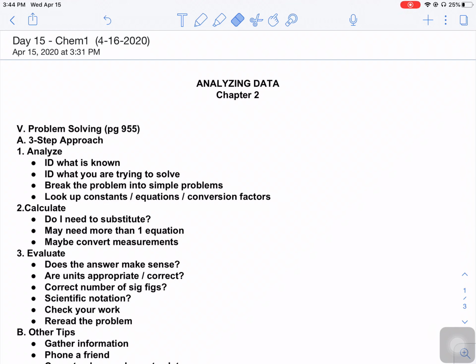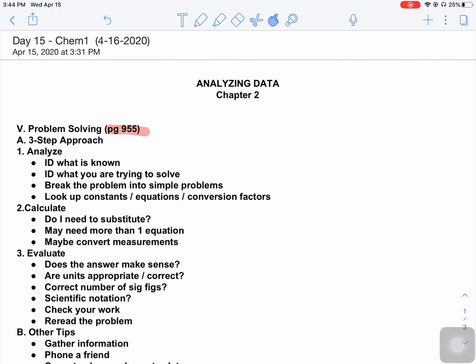I think we're going to wrap up chapter 2 today. One of the last sections in the text has to do with problem solving. You might want to go back and look at some of the pages in the back of the book. Anytime I put page numbers in the notes, that's usually a good indicator that that stuff may or may not be in some of the quizzes. So page 955 might be a good place to look.